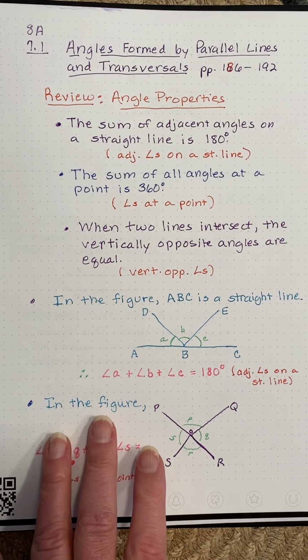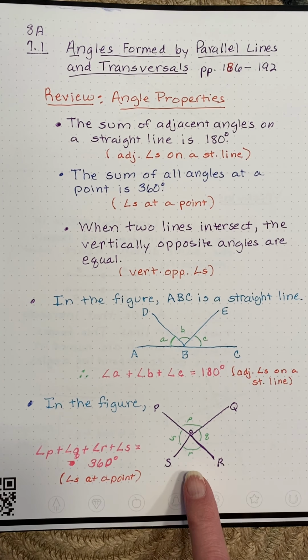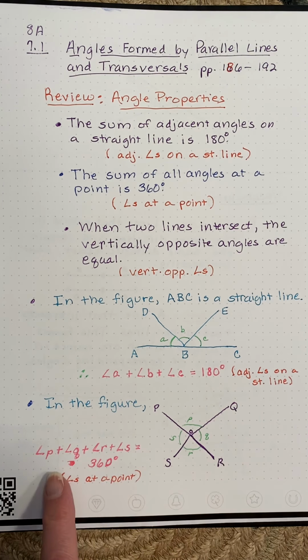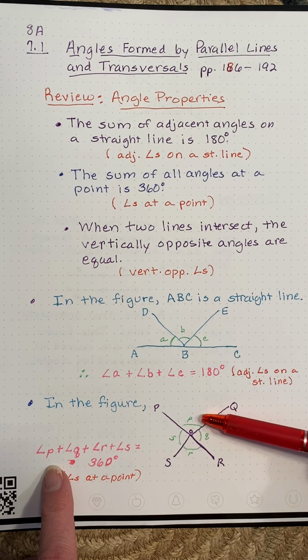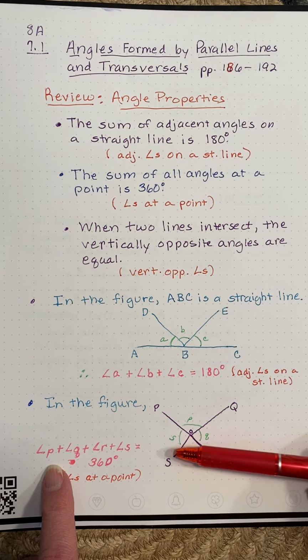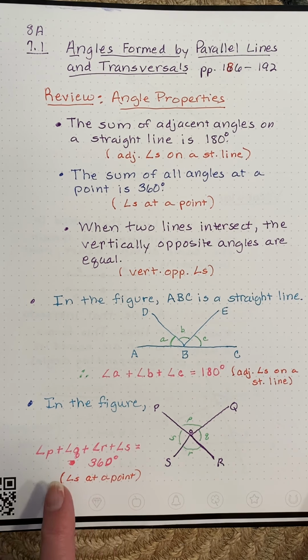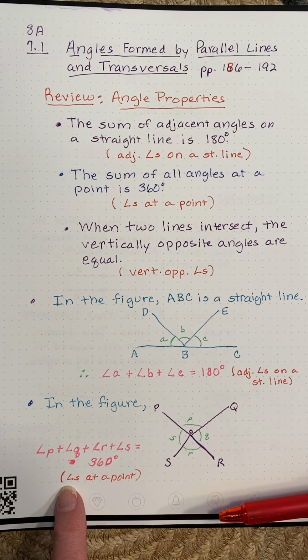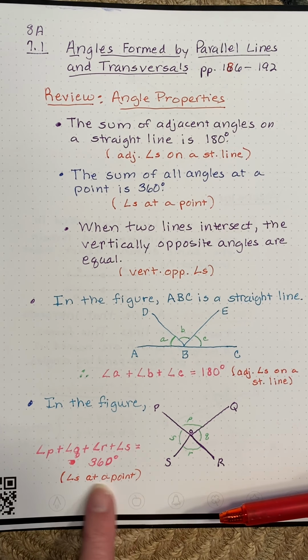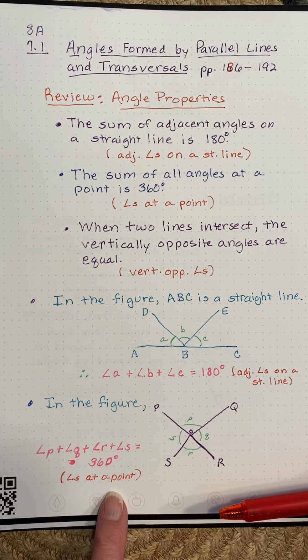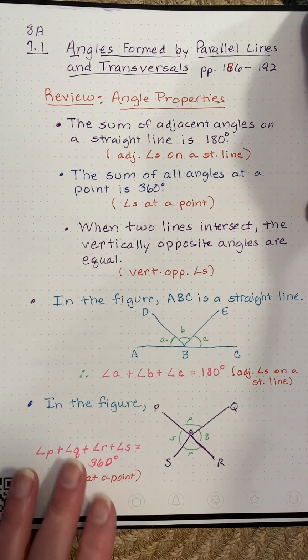The next figure looks like this. In this figure, we have angle P plus angle Q plus angle R plus angle S equals 360 degrees because the angles they all come to a point in the middle. So angles at a point total 360.